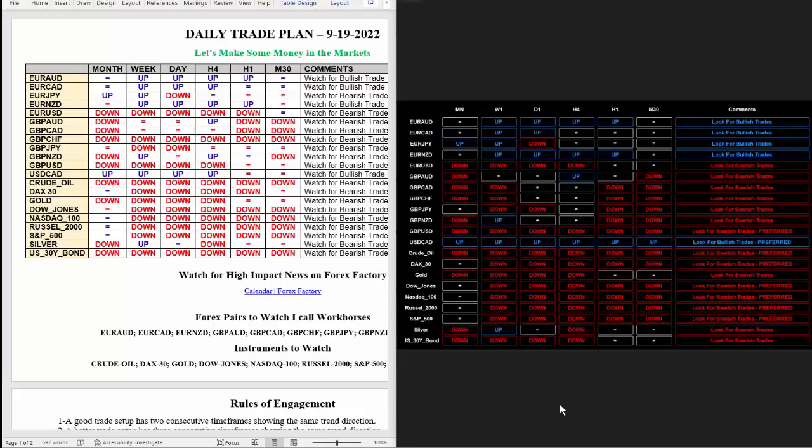So now that I'm done producing the daily trade plan, the one on the left here is pretty close. I don't know what the percentage is, but almost every one is identical. This preferred one, well, I have it covered up here so you can see.